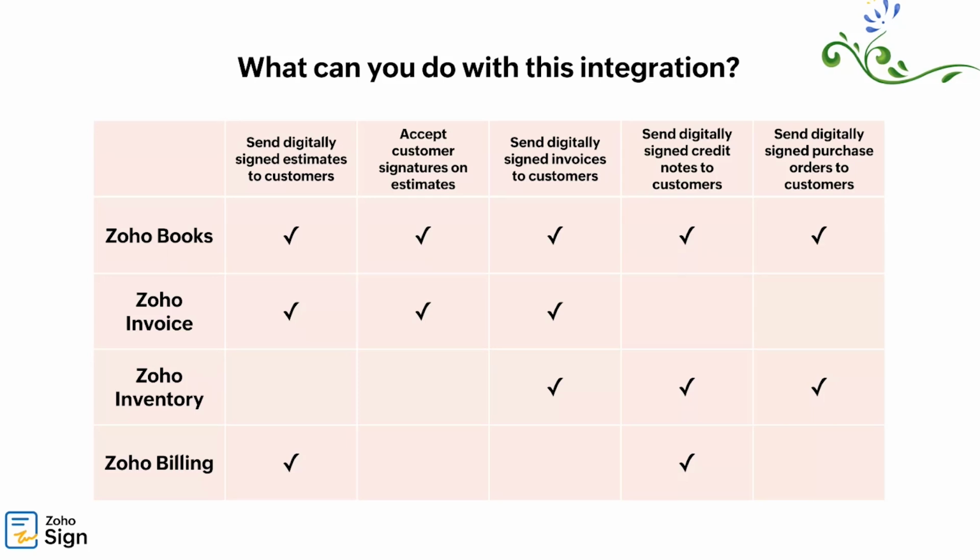Through Zoho Sign's integration with Zoho Books, you can effortlessly sign and send estimates, invoices, credit notes, and purchase orders to customers while also accepting their signatures on estimates. Similarly, using Zoho Sign's integration with Zoho Invoice, you can sign and send estimates and invoices to customers and receive their signatures on estimates.